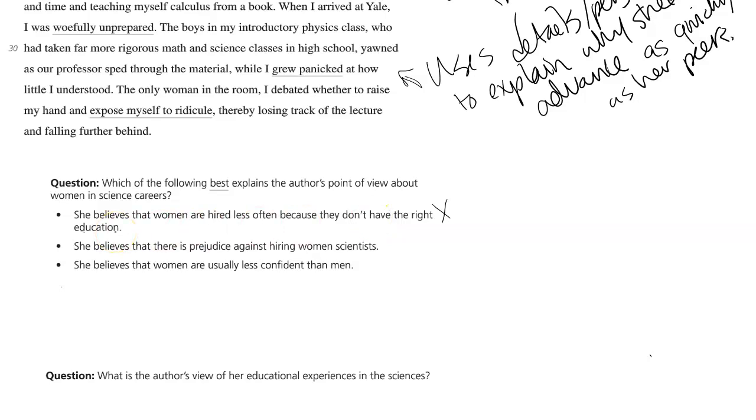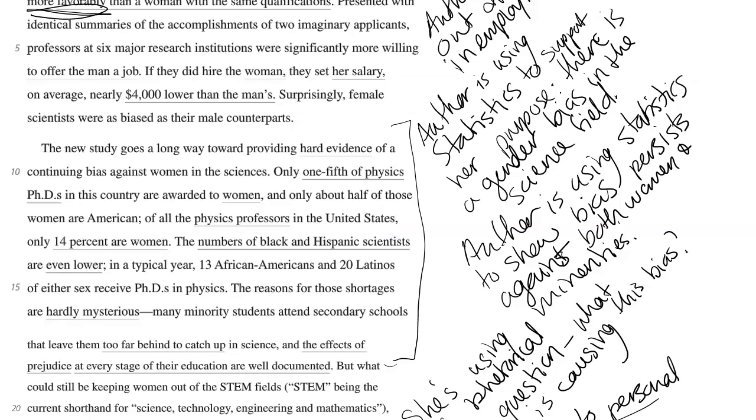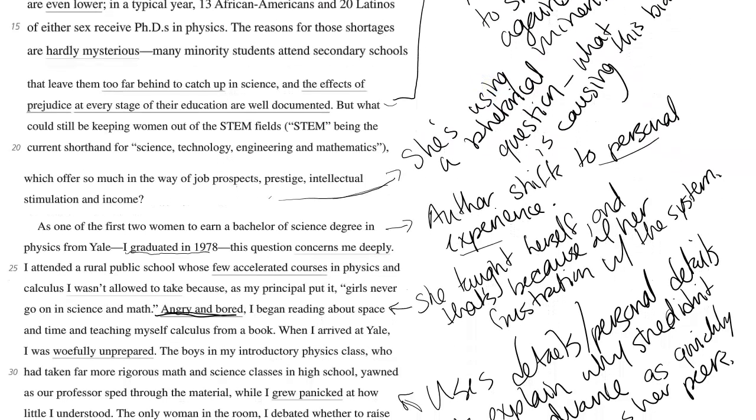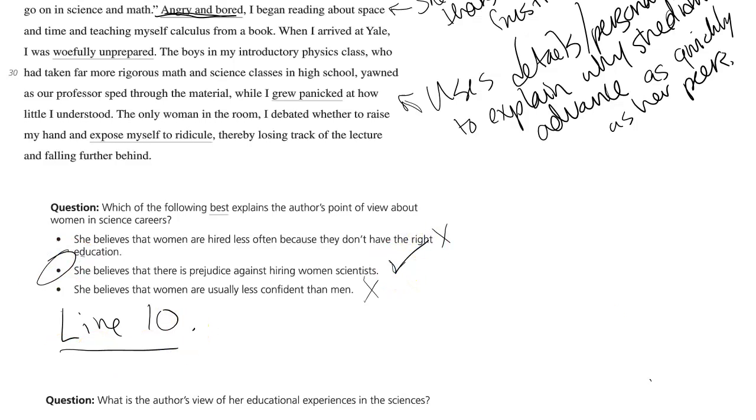B, she believes that there is prejudice against hiring women scientists. Yes, we know she believes that, and we see that in line 10, where it says the new study goes a long way toward providing hard evidence of a continuing bias against women in the sciences. And that's where she develops her claim that she's going to be explaining throughout the whole piece. Let's check C. She believes that women are usually less confident than men, and that is wrong. We did not see any evidence that she believes that. And so I'm going to write here, we can find evidence for this answer choice in line 10, and answer choice B is the correct answer.